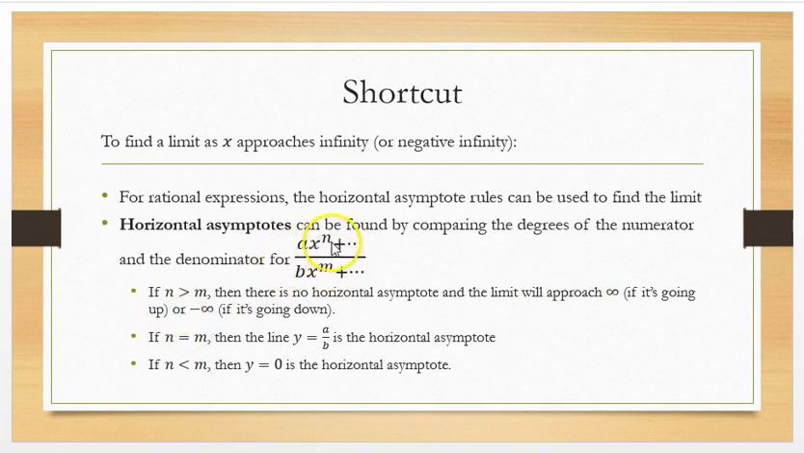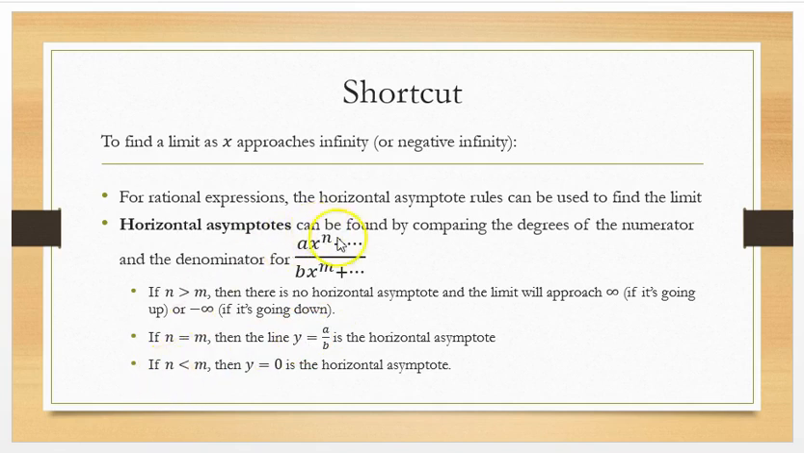If the exponents are equal, so if you have x to the third and x to the third, then you look at the coefficients out front. That's what a and b represent. So whatever number is on top divided by the number on the bottom, that is the value for the horizontal asymptote, and that will be the limit. So if your numerator is a 5 and the denominator is a 2 for the coefficients, then you would say y equals 5 halves, or the limit is 5 halves.